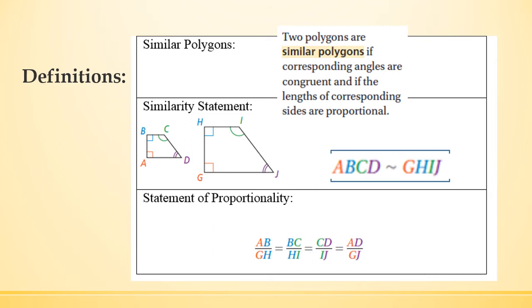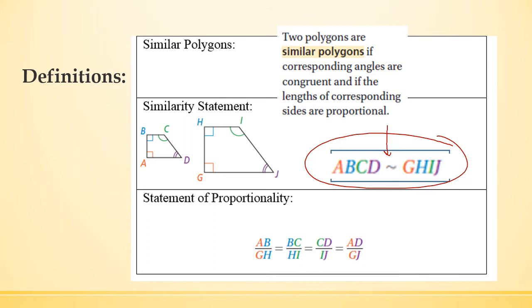See our similarity statement there, and we can say polygon, but really it's 4 sides. So a quadrilateral ABCD is similar, notice that little similar symbol there, to GHIJ. So it's kind of like the congruent symbol. Again, remember congruent means same size and shape. Similar means just the same shape. That's all it means. Okay, so not necessarily the same size.